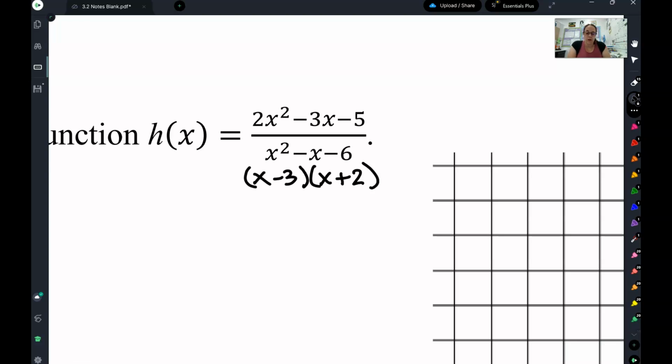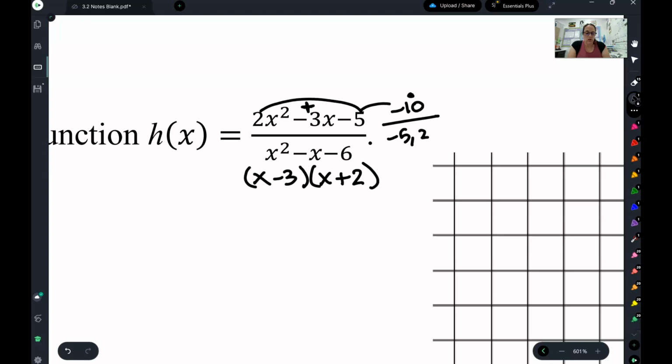The top factoring is harder because we have a number in front of the x squared. So we have to do first times the last, which is -10. I need to multiply to -10 and add to -3. So that's going to be -5 and 2. So I exchange my -3x for a -5x and a 2x. Same thing, -5x plus 2x is -3x.